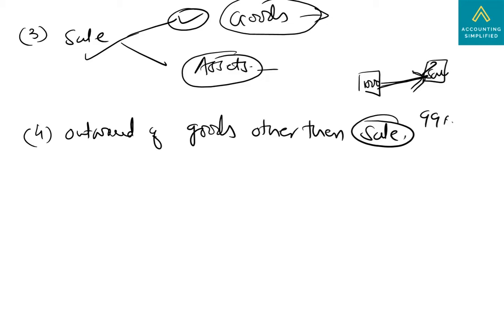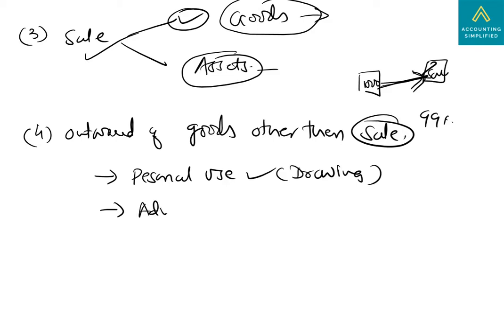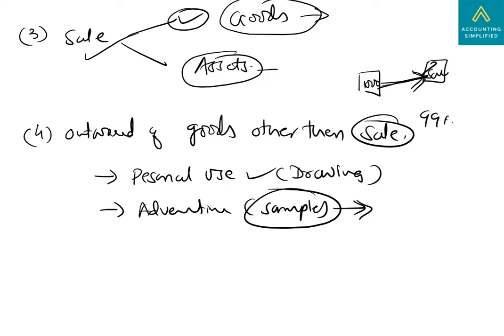Okay, what type of it, sir? Suppose for personal use you take goods or not? Yes, sir. If we bring clothes or take them from business to our home for personal use, it is considered as what? A drawing, sir. Okay, no problem. Next, sometimes for advertisement we give samples. So some clothes we give as a sample. See how it looks, if you like it take it, otherwise return it, full money back. The samples that we give like this are free. So goods go out free also.